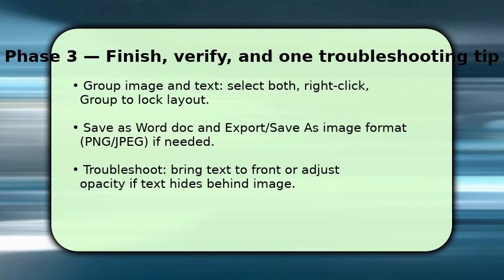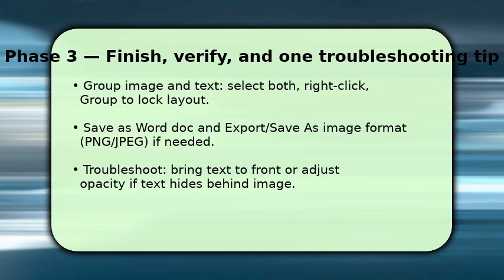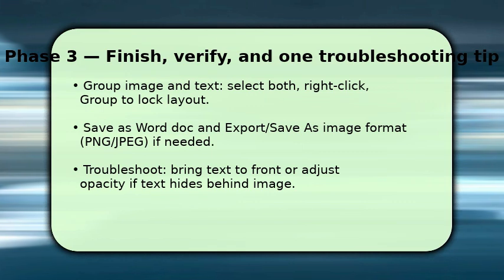If the text disappears, make sure the text box is brought to the front and check transparency settings. Also increase contrast or add an outline. If alignment shifts, ungroup briefly, nudge elements, and regroup before saving.